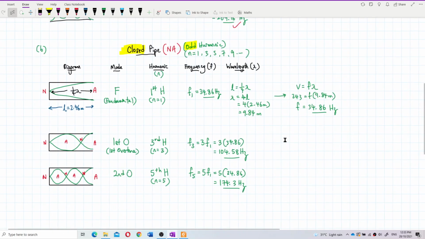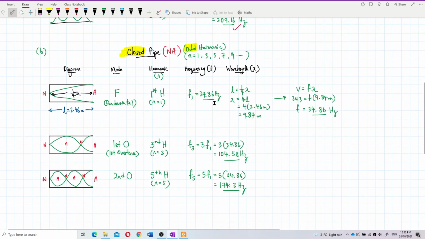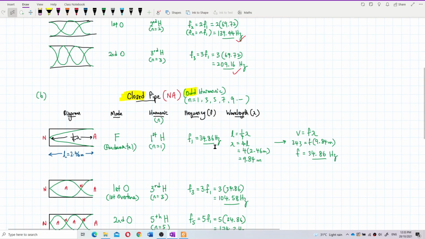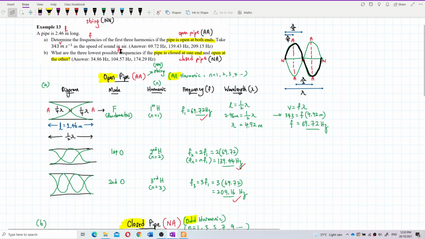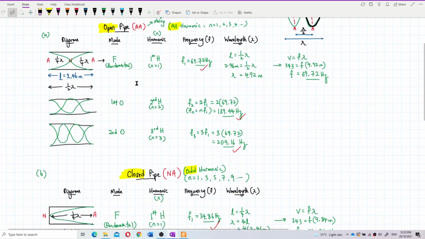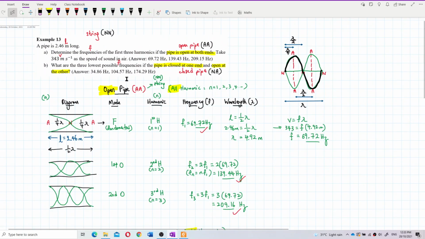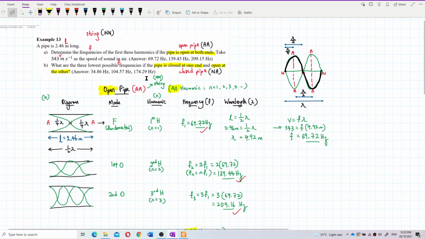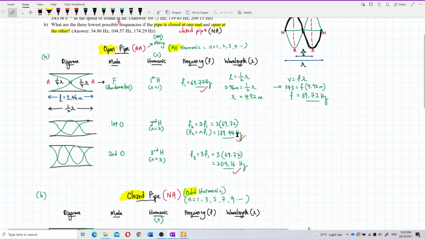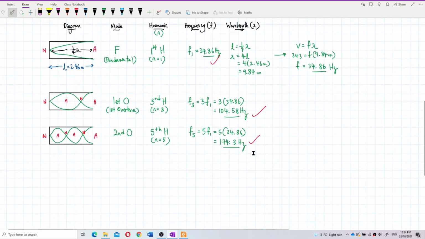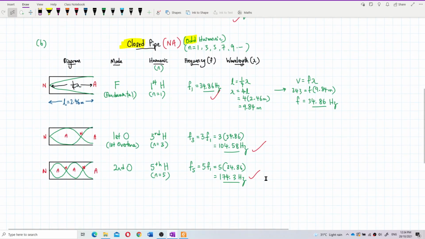So is the answer correct? Let's see. Those are the 3 lowest frequencies. This is the lowest frequency, then the second lowest, and this is the third lowest. The fundamental frequency is 34.86. Is it correct? Yes, 34.86, that's correct. And then following it is 104.57, almost correct. And 174.29, almost correct. 174.3 hertz, that's correct. That's for closed pipe.